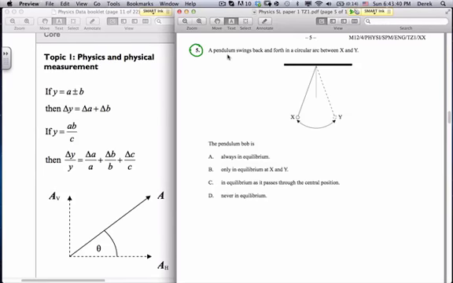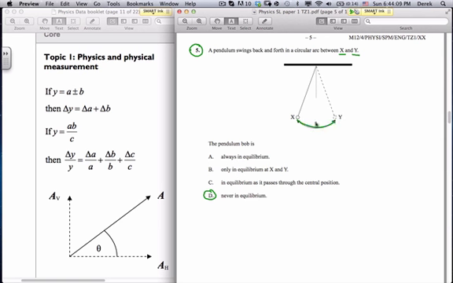Question 5. A pendulum swings back and forth in a circular arc between x and y. The pendulum bob is always in equilibrium, only in equilibrium at x and y, in equilibrium as it passes through the central position, or never in equilibrium. Well, D is correct because at every point of this arc there is some acceleration taking place.